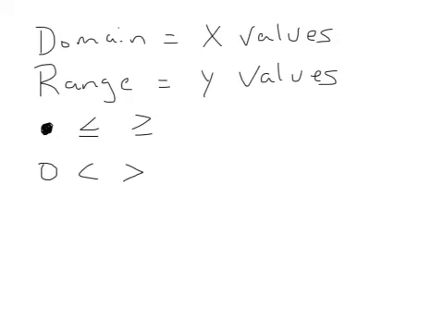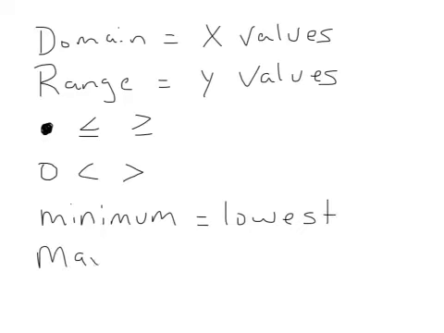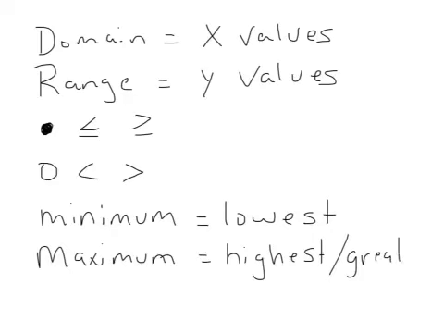Okay, the word minimum means the lowest or the least value, and maximum would be the highest or the greatest value. So, greatest. And this one was least.